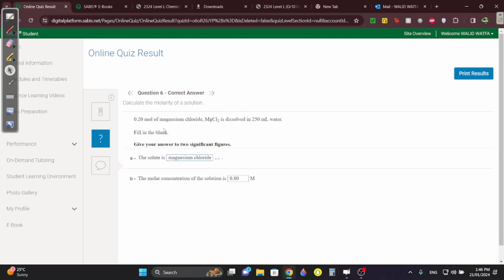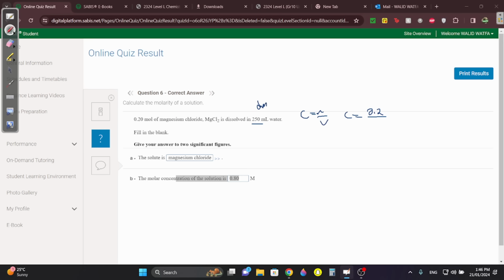Question six. 0.2 moles of MgCl2 is dissolved in 250 milliliters. What is the solute? The solute is the thing that you're dissolving. What are we dissolving? MgCl2, which is magnesium chloride. And what is the concentration? C equals n over V. The concentration equals the moles, which is 0.2, over the volume, which is 250 milliliters.